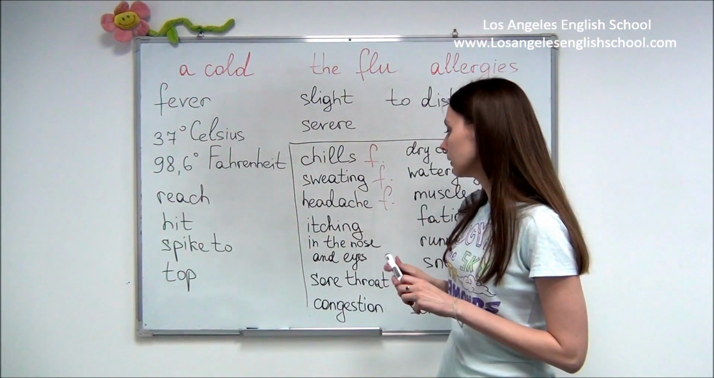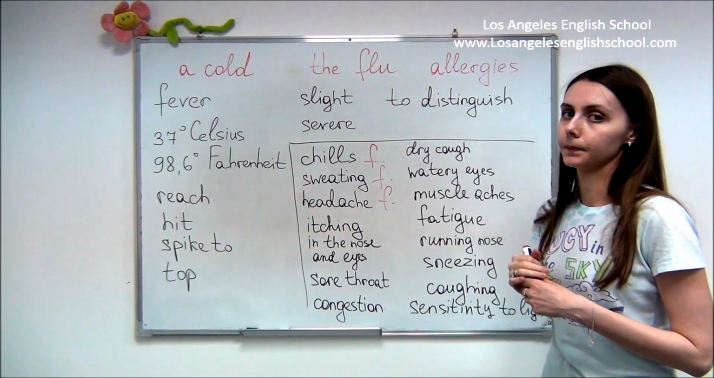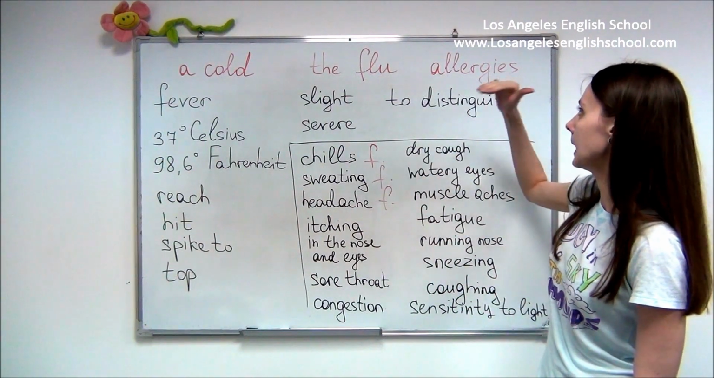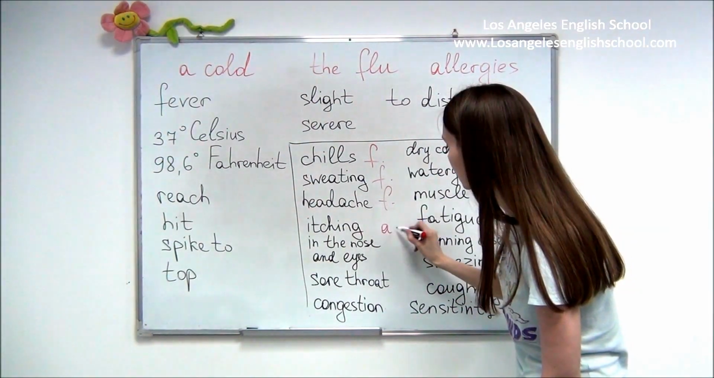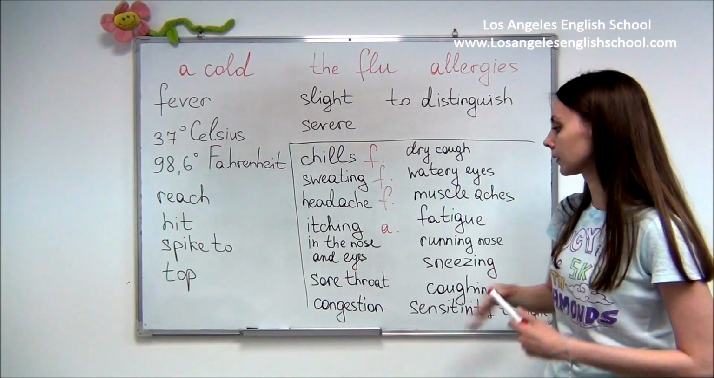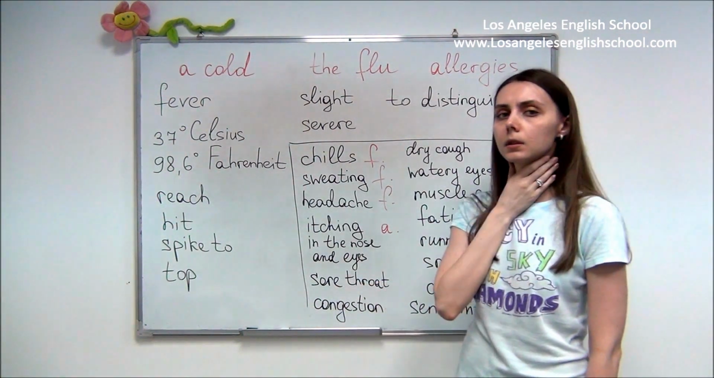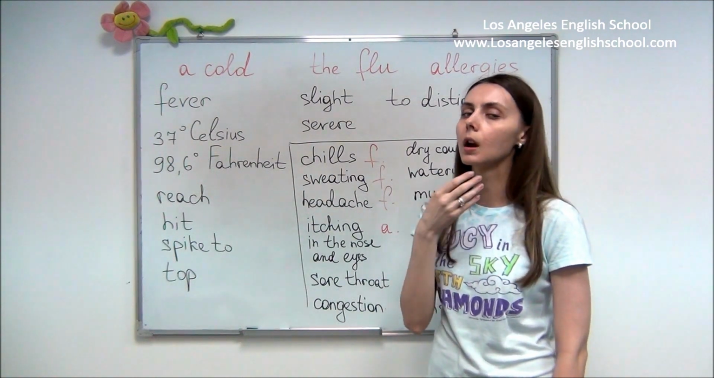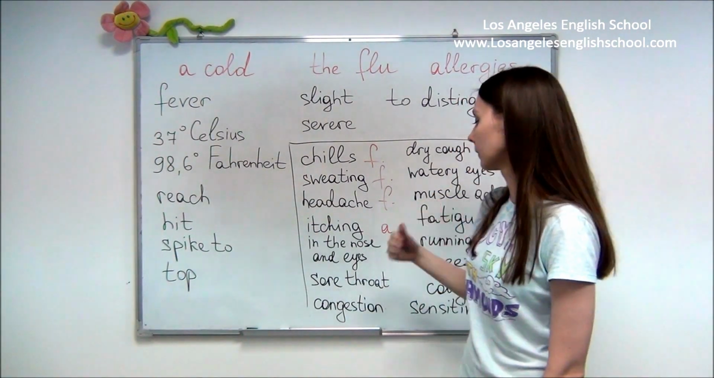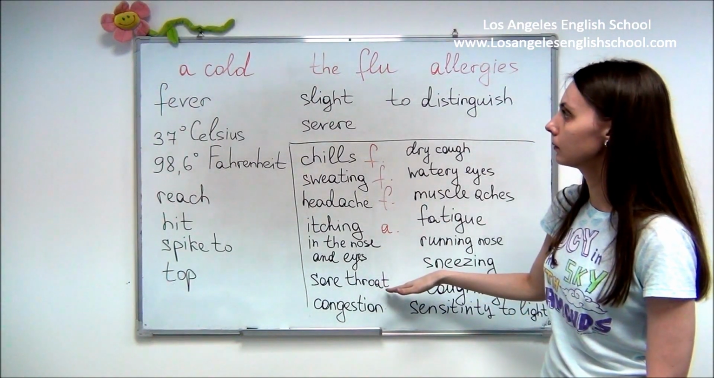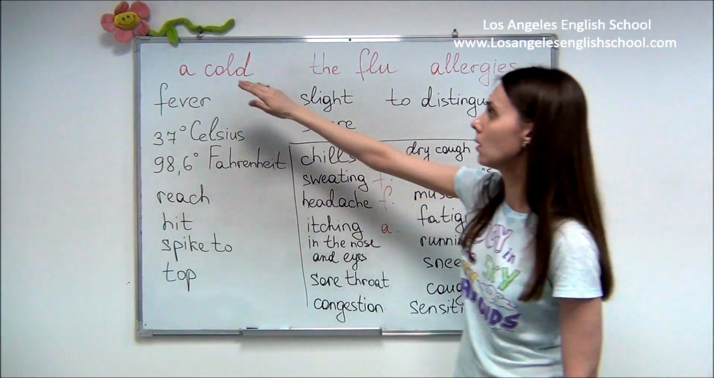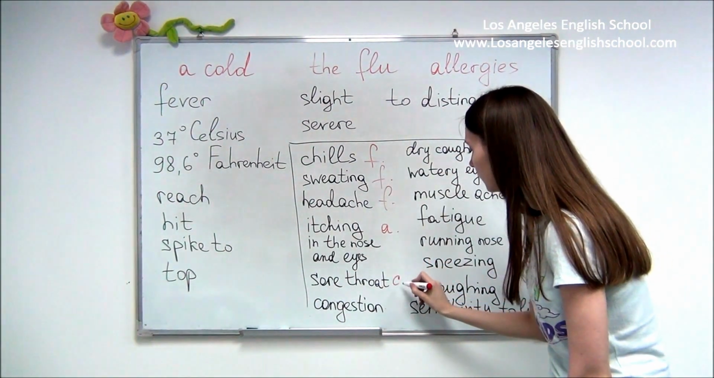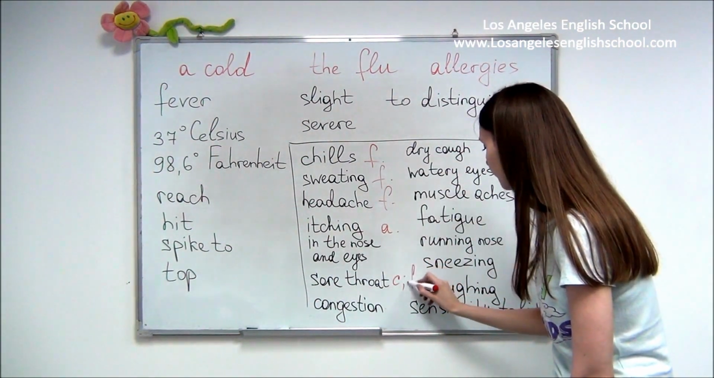The next, itching in the nose and eyes. Itching in the nose and eyes can be caused by allergies, typical for an allergy. The next, sore throat. If it is difficult for you to swallow and you cannot drink cold water, your throat hurts. So this is a symptom of a cold or the flu. So it can be both, a cold and the flu.